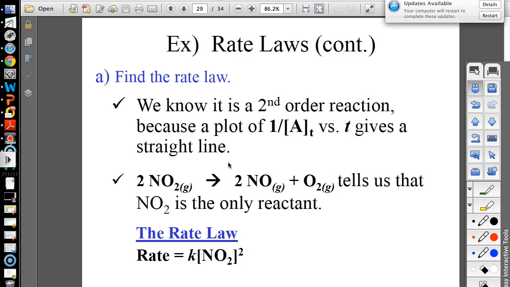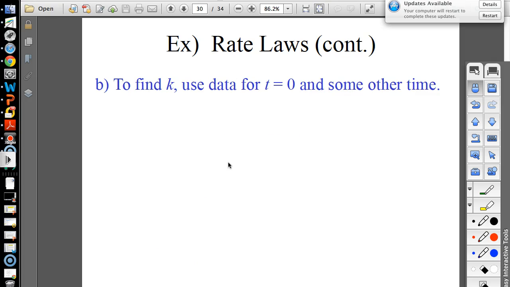Once you know the rate of one thing, you can compare the rate of something else with a coefficient. But you can't ever determine the rate law from the coefficients, and they'll use that to try to trick you. This was purely coincidence that we're both 2, okay? All right, so we're going to use t equals 0 and some other time.